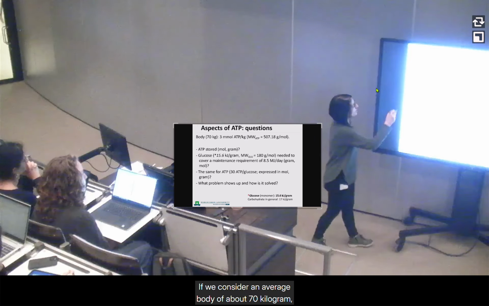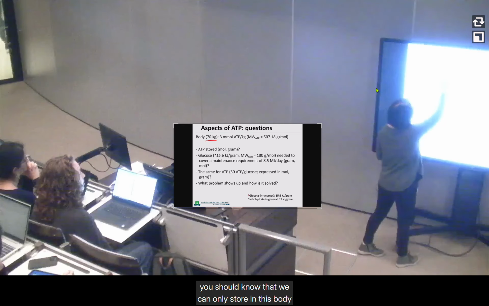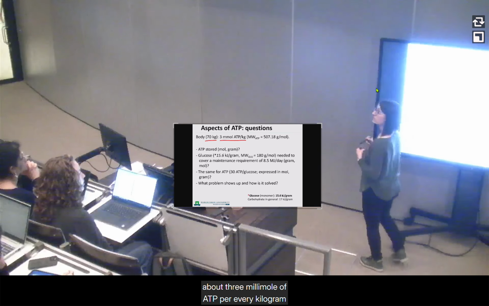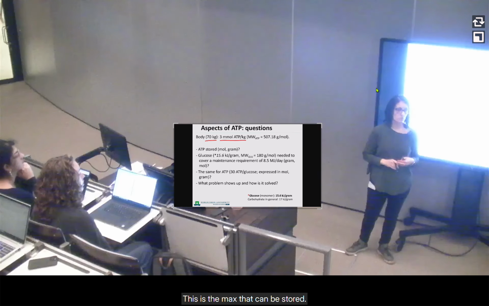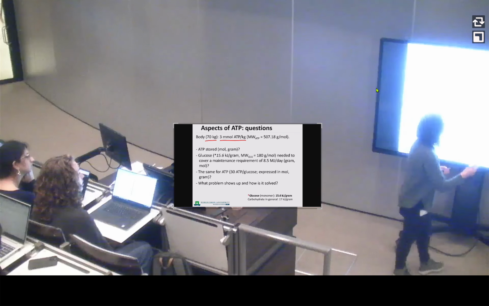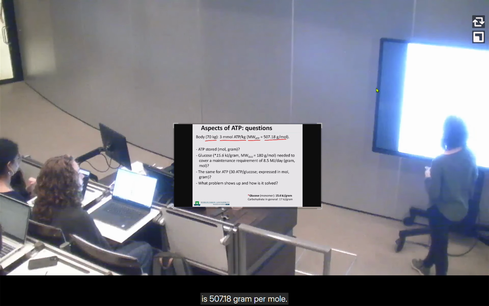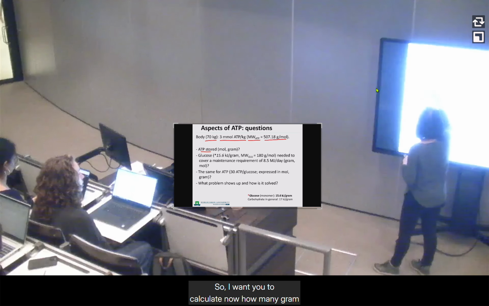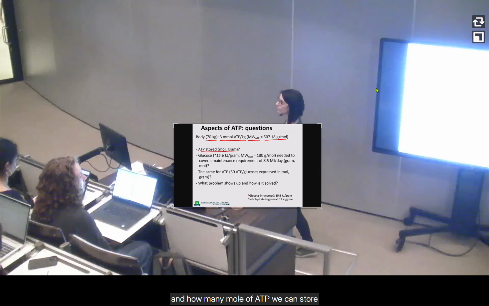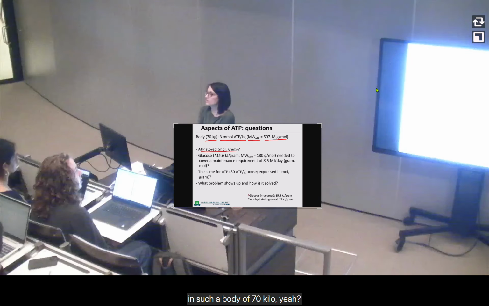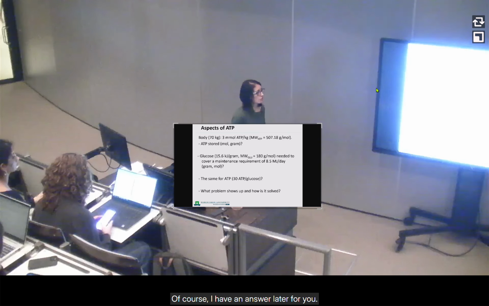If we consider an average body of about 70 kilograms, you should know that we can only store in this body about 3 millimole of ATP per every kilogram of body weight. This is the max that can be stored. And you should know that the molecular weight of ATP is 507.18 grams per mole. So I want you to calculate now how many grams and how many mole of ATP we can store in such a body of 70 kilo. I leave you a bit of time. Of course, I have an answer later for you.